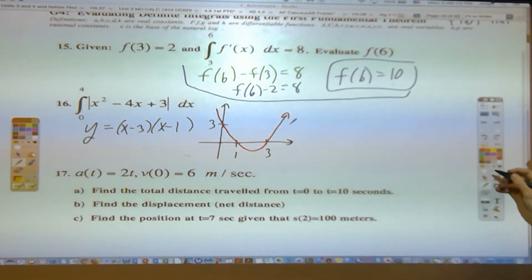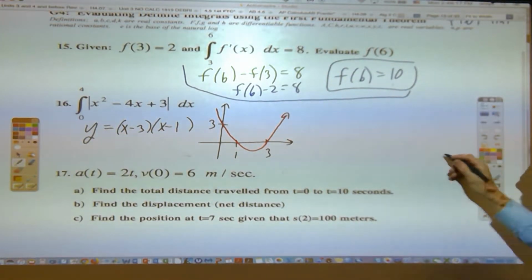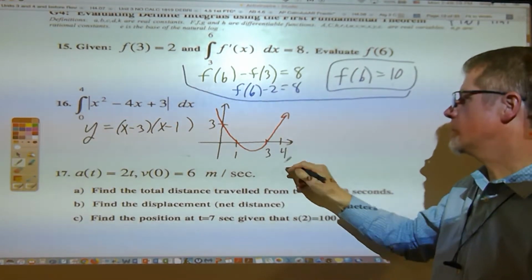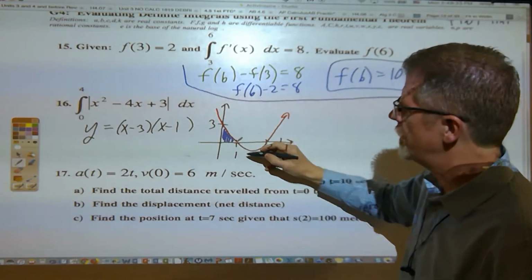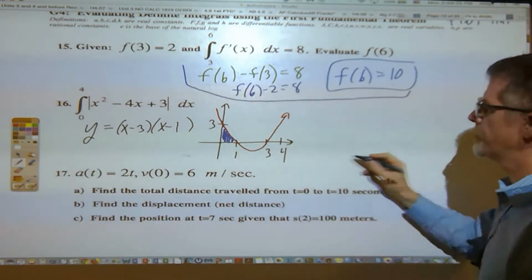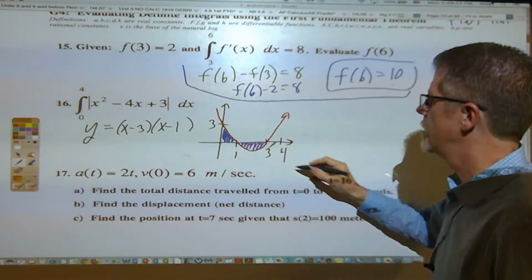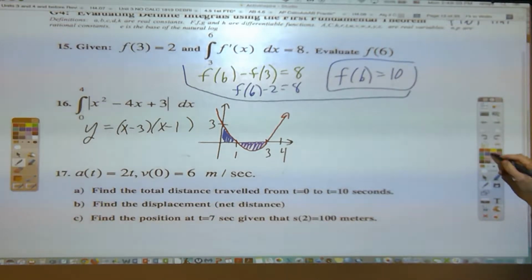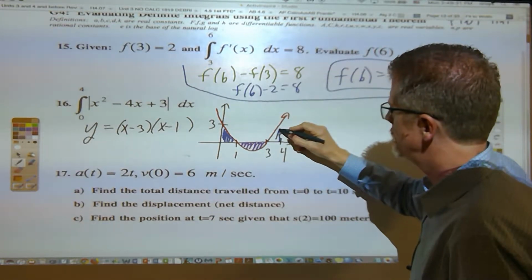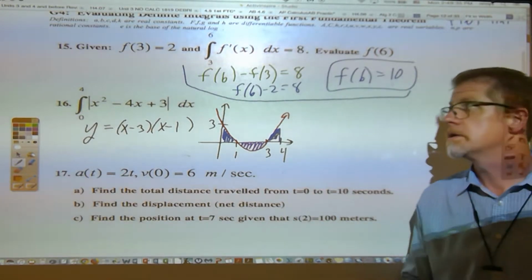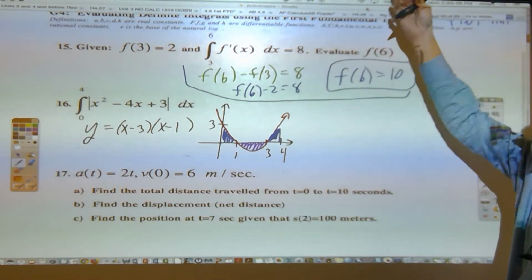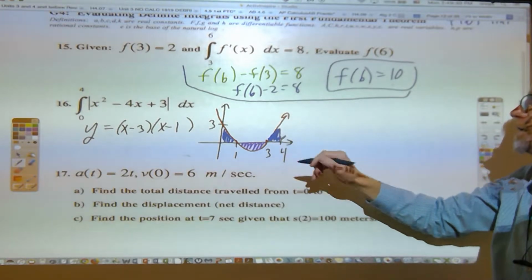Notice that we're integrating the absolute value from 0 to 4. So we've got a blue area we've got to find, a purple area, and a blue area. But by symmetry, what do you think? Are the blue areas congruent, or are the area values equal or non-equal? Yeah.